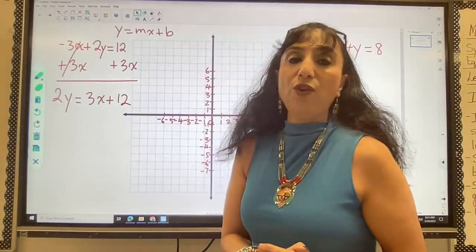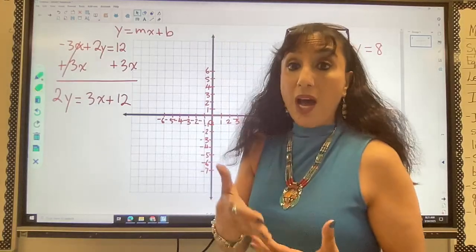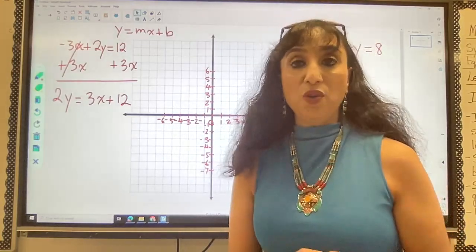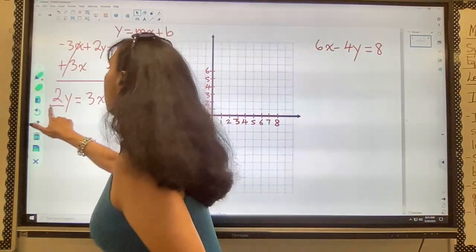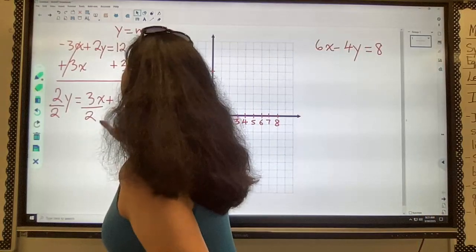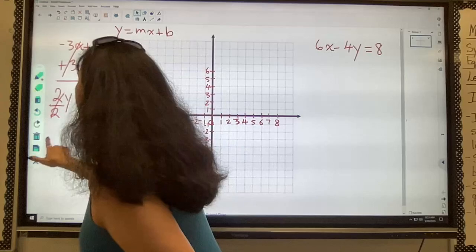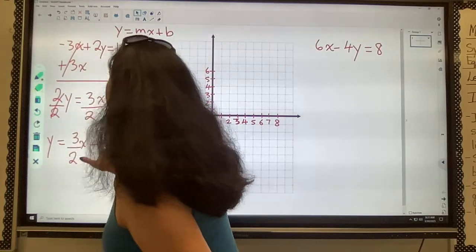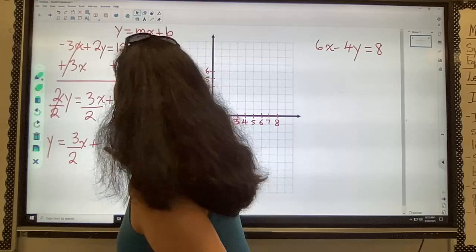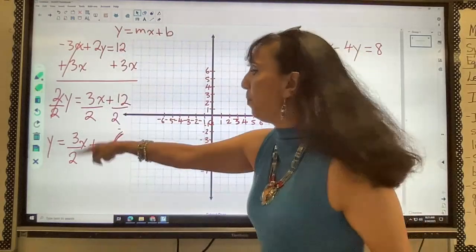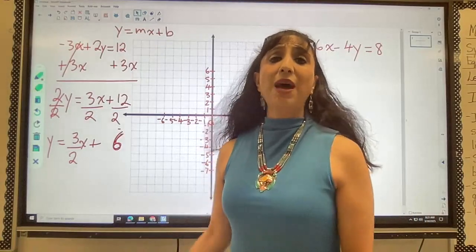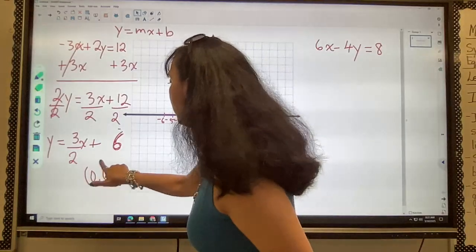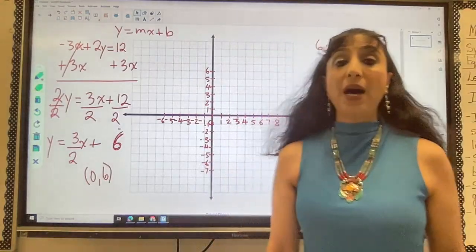And then since my coefficient is 2y, I have got to do the inverse of multiplication, which is division. I'm going to divide both sides by 2. I'm left with y is equal to 3 over 2x plus 12 divided by 2 is 6. So we can see my slope is 3 over 2 and my y-intercept is 6. So I know that this is going to be 0, 6, which is my y-intercept.